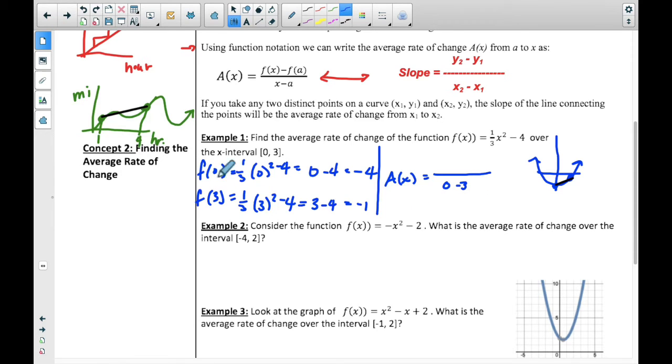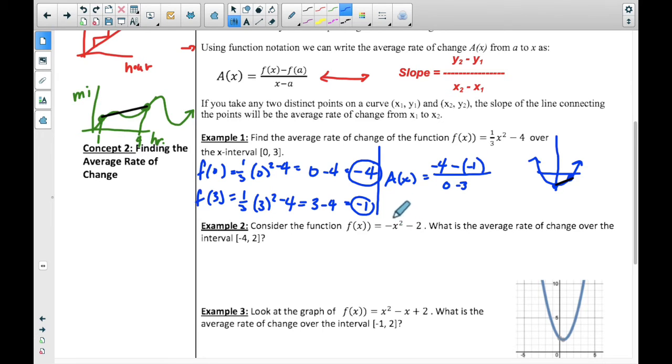Those are the numbers that are here inside the parentheses. They're the numbers here, 0 and 3. And we have to subtract them, just like we do with slope. And then in the numerator, we're going to put in what we found for each of those. So when we plugged in 0, we got a negative 4. When we plugged in 3, we got a negative 1.